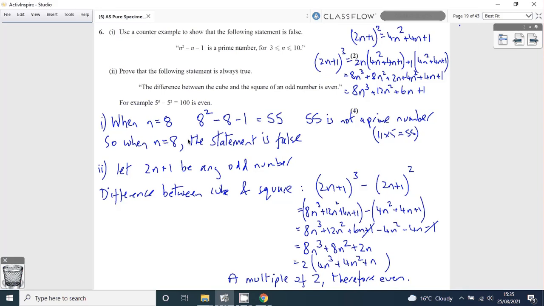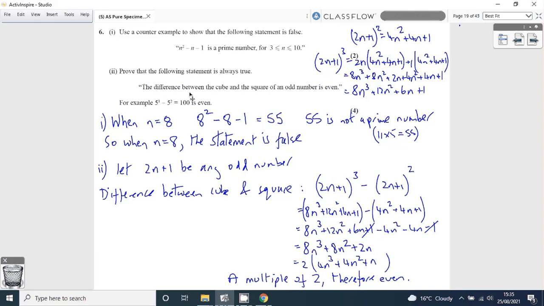Now for part 2, as mentioned in the hint, you've got to be clear here that we're talking about the same odd number being cubed and squared. So you don't need to go into using n and m. You can just use n throughout. So let 2n plus 1 be any odd number. Okay, you double any number and add 1, it's going to be odd.